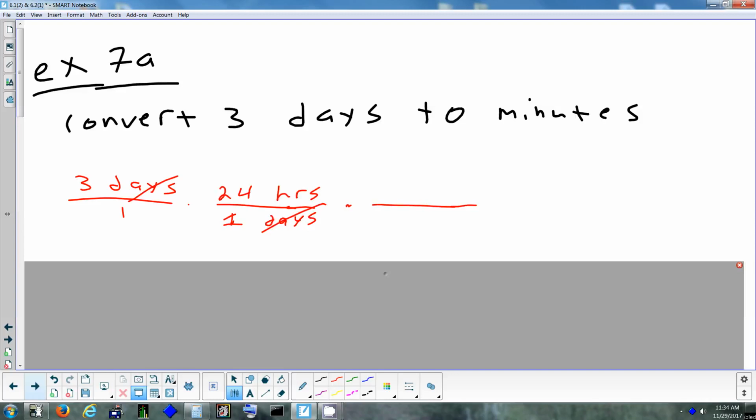So we have to decide if the 60 goes in the top or the bottom. The way I do it is figure out where the dimension goes first. Where should hours go so it disappears? Bottom. So hours is in the bottom. Minutes is in the top. And Colleen just said 60 minutes in 1 hour.